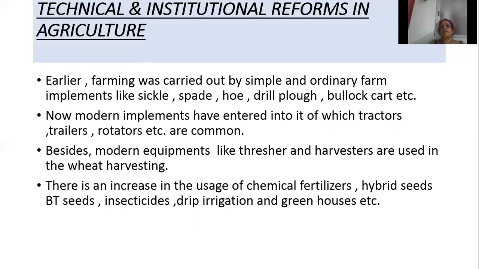So earlier farmers were using simple and ordinary farm implements like a sickle, spade, a hoe, drill plow, bullock cart, etc. Now, with the development of science and technology, farmers are using modern implements like tractors, trailers, rotators, etc. They are also using modern equipment like a thresher and harvesters for wheat harvesting. There is an increase in the use of chemical fertilizers, hybrid seeds, BT seeds, insecticides, drip irrigation, and greenhouses, etc.